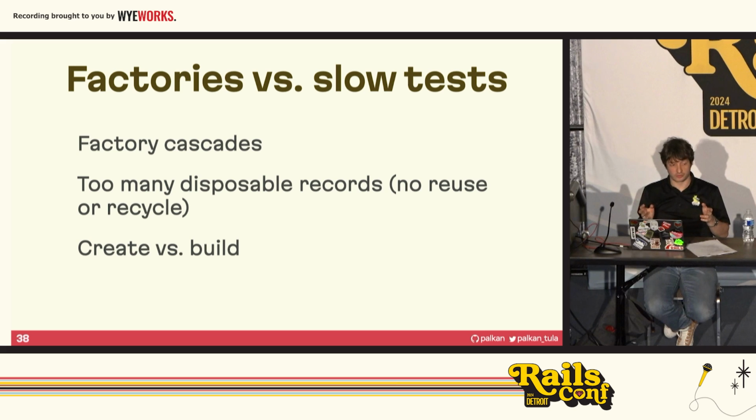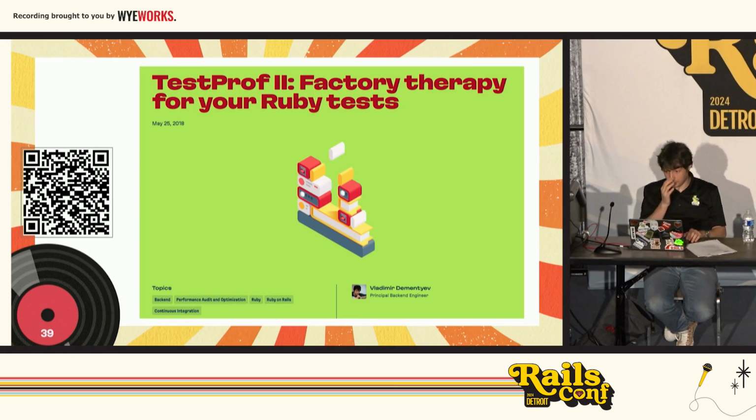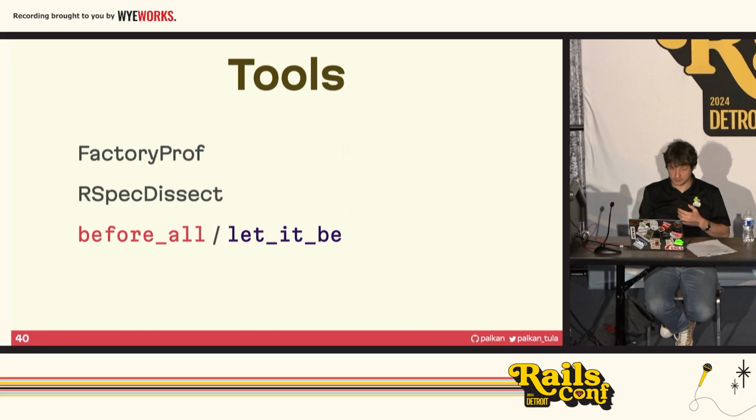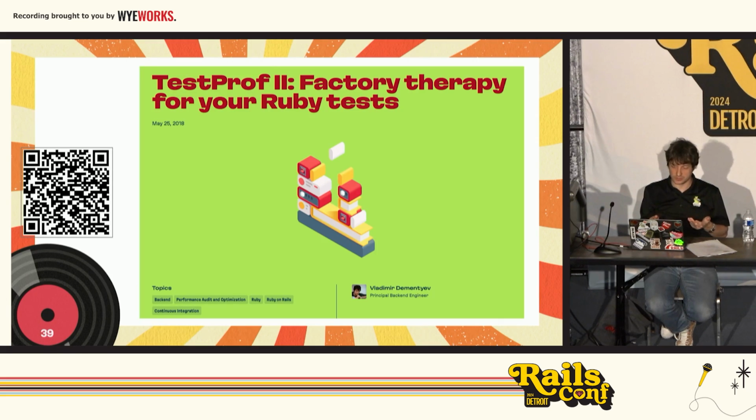And also the popular thing: creating everything instead of just building an ActiveRecord instance without touching the database. It could also be a reason for some slowness, but in practice for larger projects, it's usually negligible. You can ignore it. So we have, again, a post dedicated to factory cascades, and we're going to see if we have them in Mastodon or not.